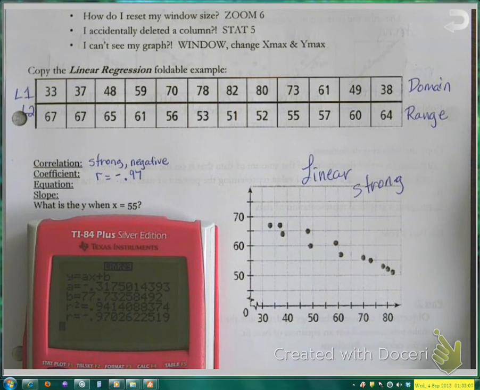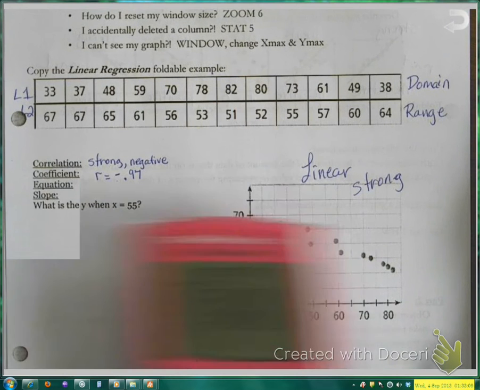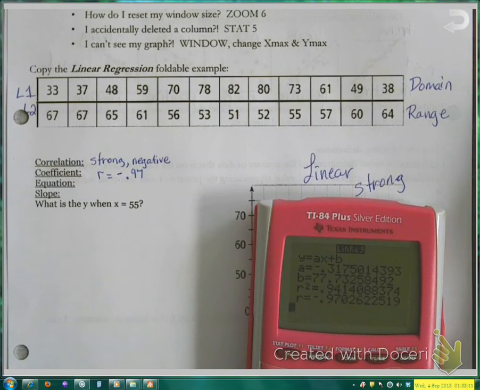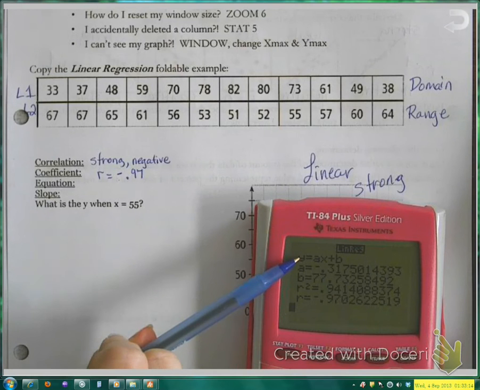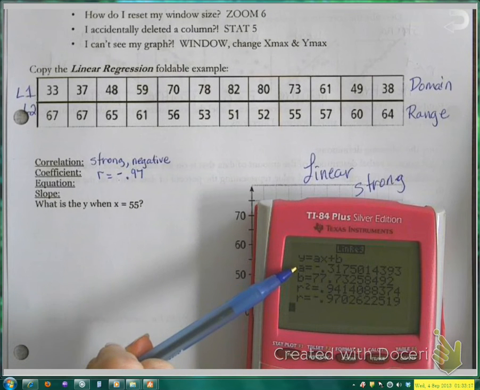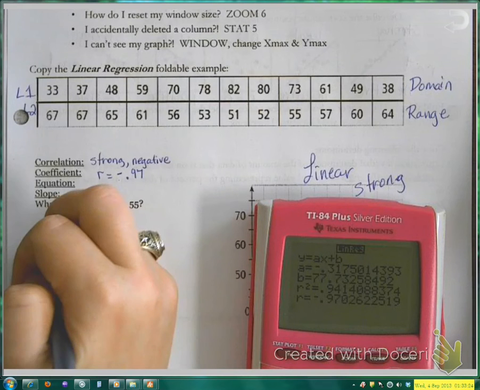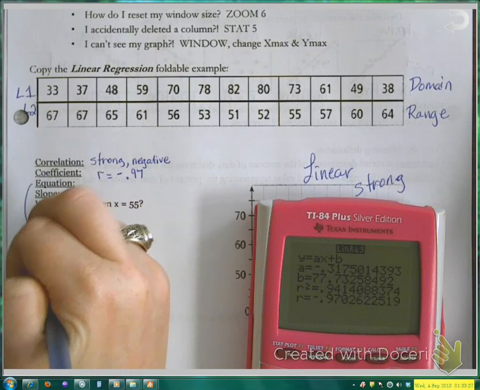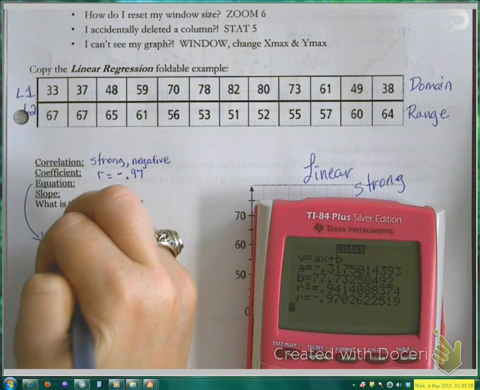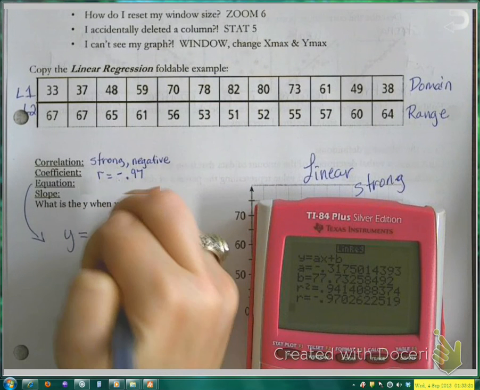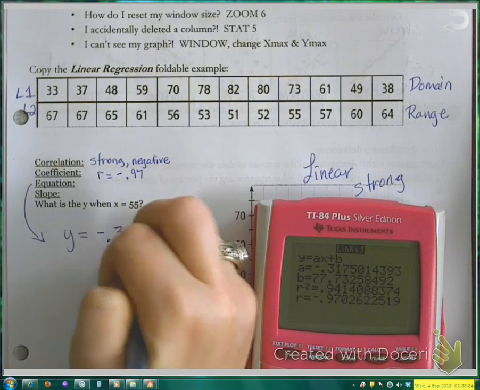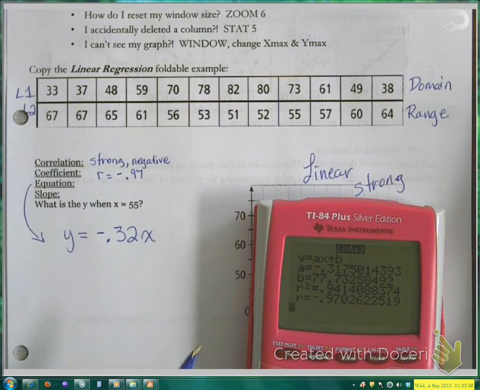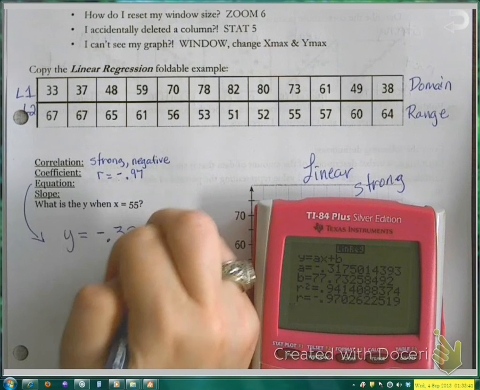Now we need to figure out the equation. I'm going to scoot my calculator over here so I can actually write this down. They told us it's y equals ax plus b. And then a is negative 0.31, and it keeps going. We're only going to take it to 2 places after the decimal. I'm going to write my equation right down here because I have big handwriting. So I have y equals negative 0.32, because I rounded that number, x. And then b is 77.73.